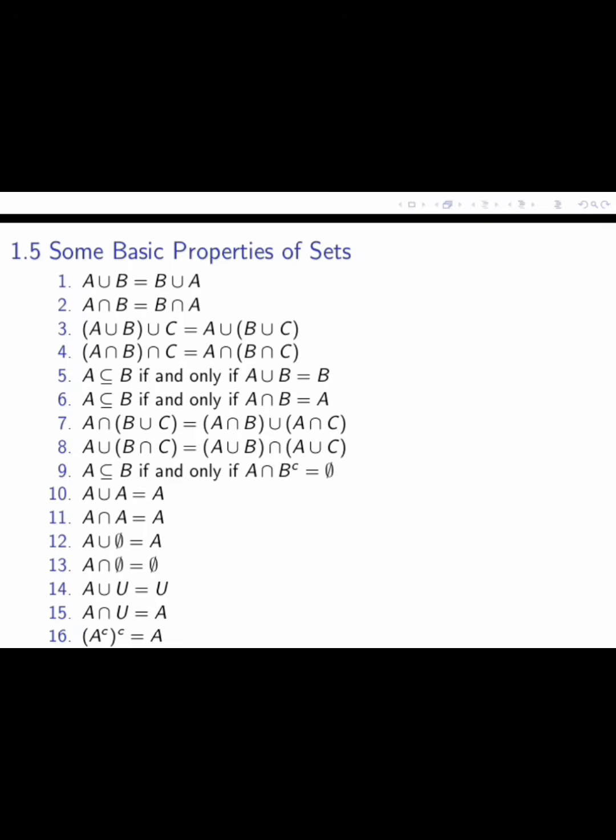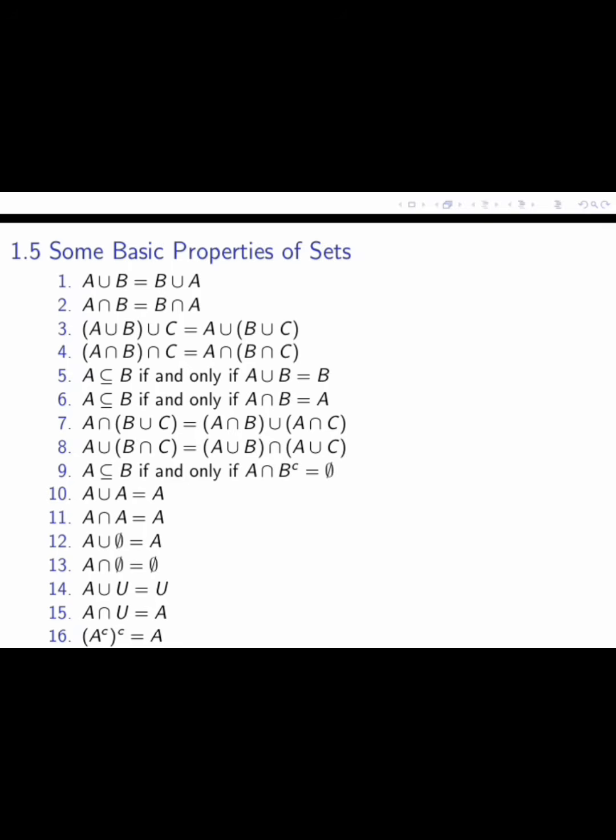The same thing goes for number 6. Number 6 is A is a subset of B if and only if A intersection B is equal to what? A. So moving on to 7 and 8. 7 and 8 are vice versa. So you can see A intersection B union C. We open it. Number 7 and 8 is called the distributive property of set.